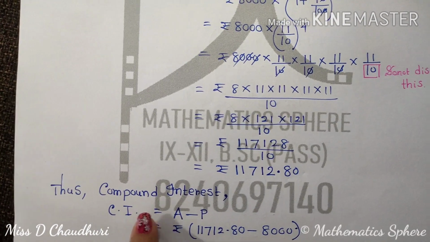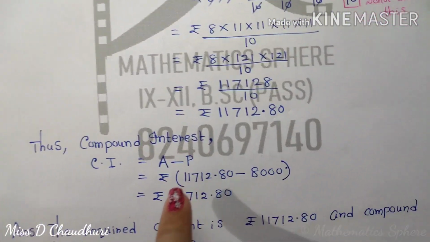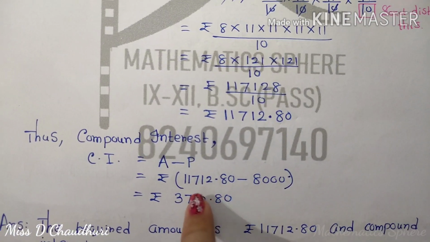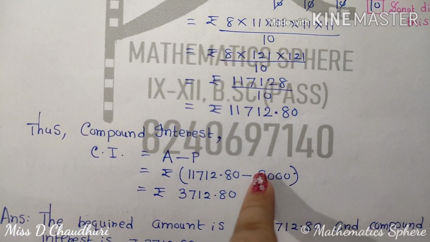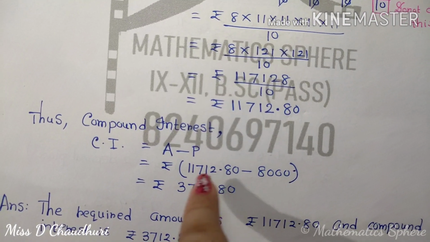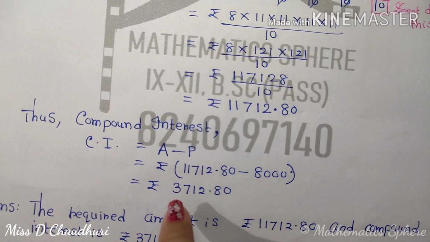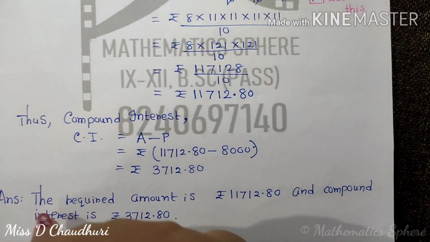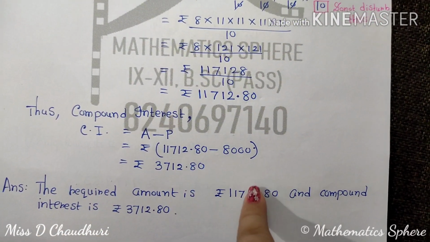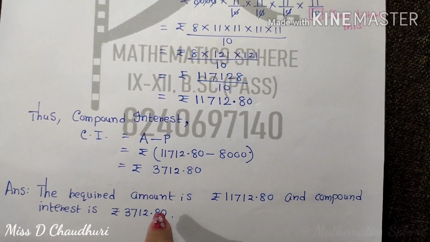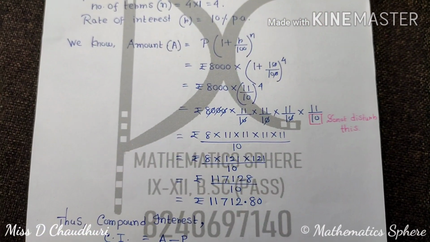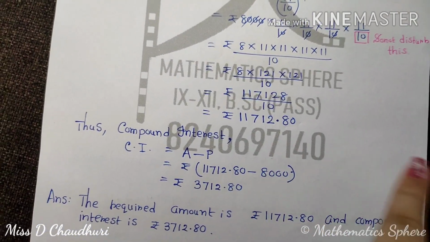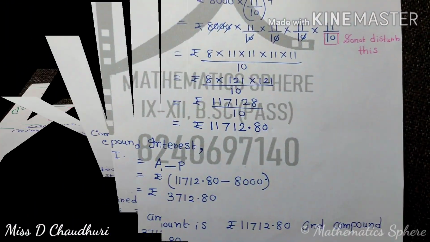Therefore the compound interest CI equals A minus P. Done. So A minus P, you are putting it here and you just subtract it to get this one. It is a very easy subtraction because 8,000 means you just subtract 3,000 from 8,000 from here. So 3,712.80 will be remaining. Thus at last you will be writing the answer that the required amount is this one and the required compound interest is this one. This was a very basic sum, but we will see the application of this type of sums also in the next questions. Okay, let's go to the next question.